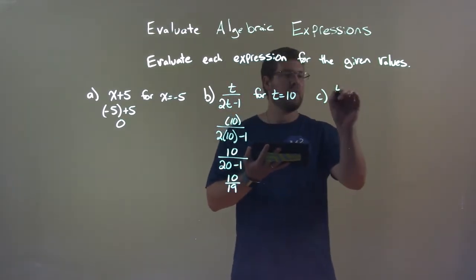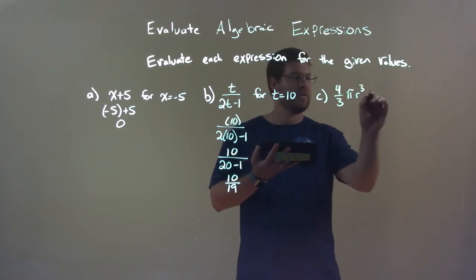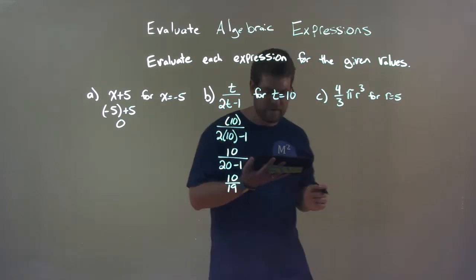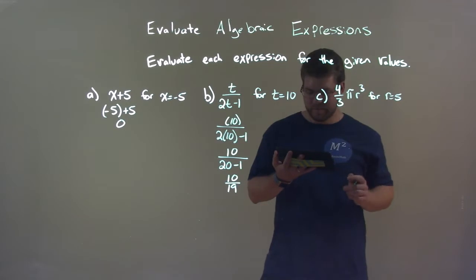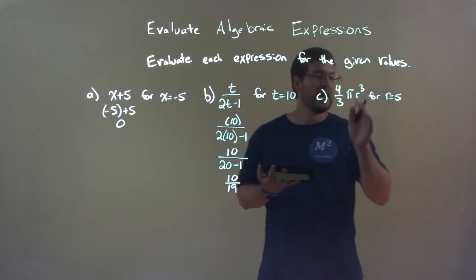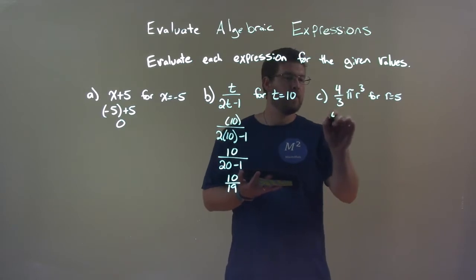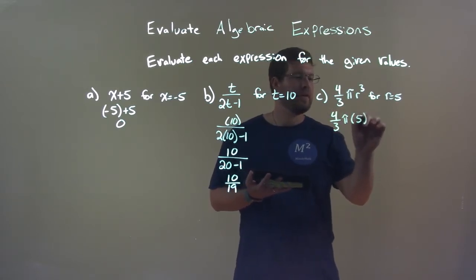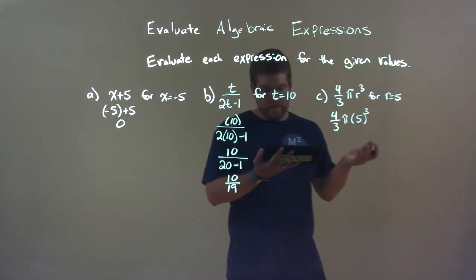C is 4/3 pi r cubed for r equals 5. Okay? So 4/3 pi r cubed for r equals 5. Alright? So again, for every single time we see an r, we're putting a 5 in from there. So we have 4/3 pi times 5 to the third power. Okay? Then we can simplify.